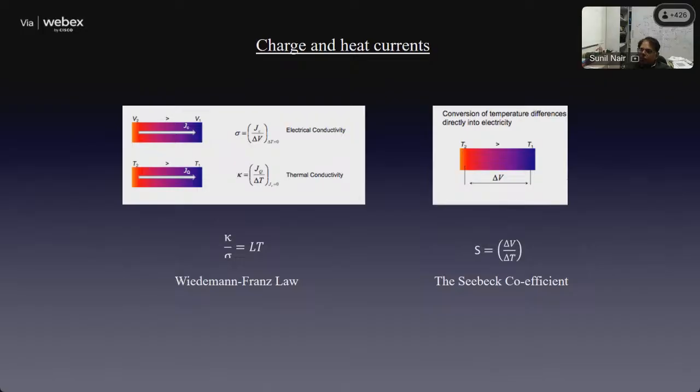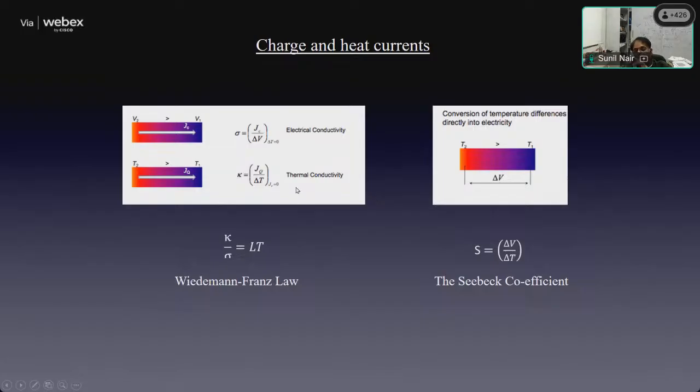Okay. Now, let's start at the very basic. If you take a simple metal, and I apply a delta T, that means I apply a temperature gradient at the two ends of the metal. What do I get? I get a flow of heat current, right? That flow of heat current is basically described here. So the resistance to that heat current is what basically defines your thermal conductivity of a solid.